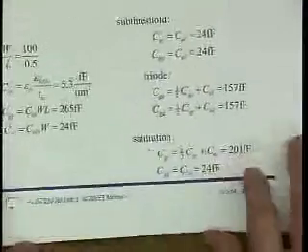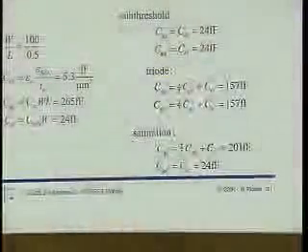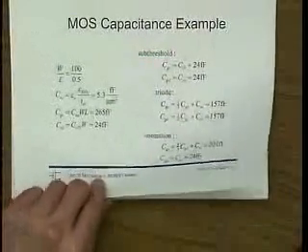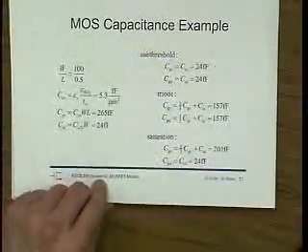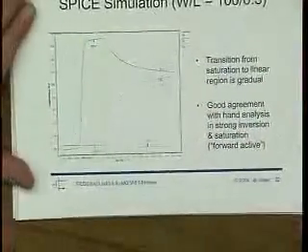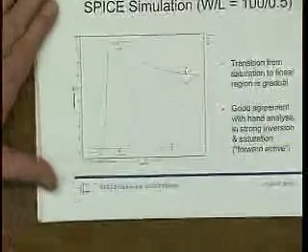I go over a complete example where I calculate this for a device and get reasonable numbers, and then run SPICE to compare. I'll let you go over this. I don't want to spend a lot of time on this. You can simulate this also.